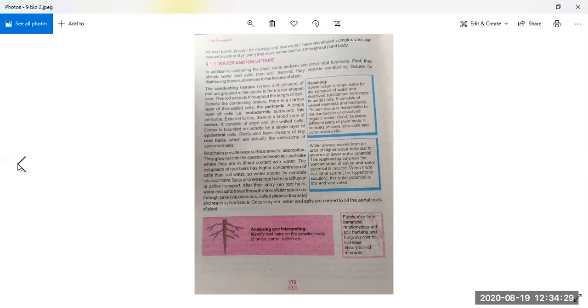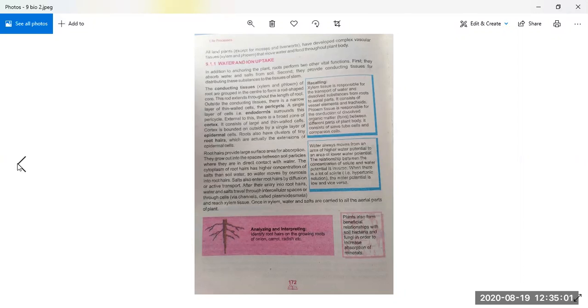Outside the conducting tissues, there is a narrow layer of thin walled cells. This thin walled cell layer is called the pericycle. And the third part is the endodermis and cortex. A single layer of cells, the endodermis, surrounds the pericycle layer. External to this, there is a broad zone of cortex, which consists of large and thin walled cells.